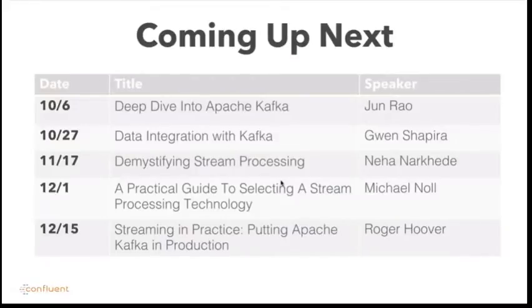This is going to be given by Jun Rao, also one of the original creators of Kafka and one of the founders of Confluent. After that, we have a talk on data integration with Kafka. So this is the data pipeline part. This is going to be all about the Connect APIs, all about schemas and metadata, and how do you actually get all the streams into Kafka and get them around. That's going to be by Gwen, who is an expert in this area.